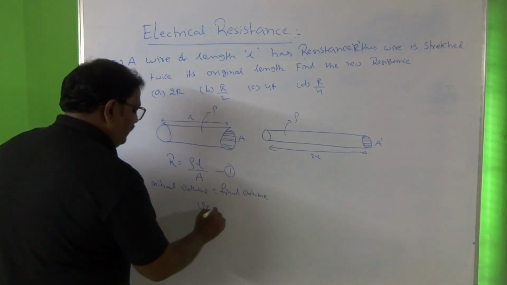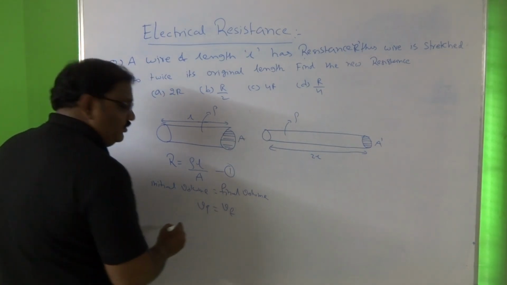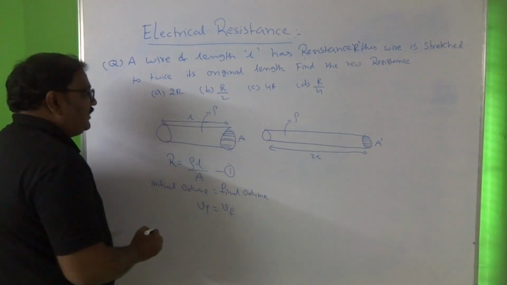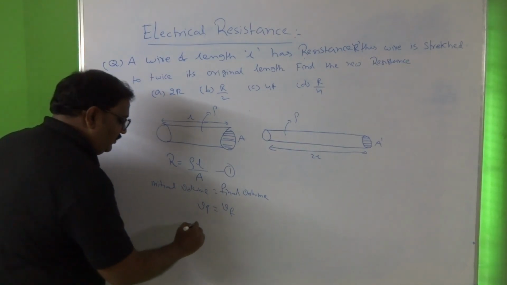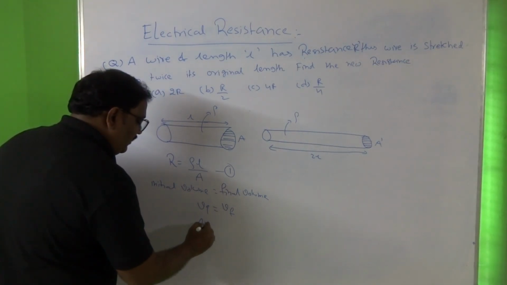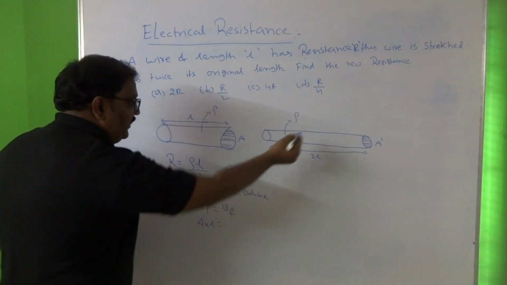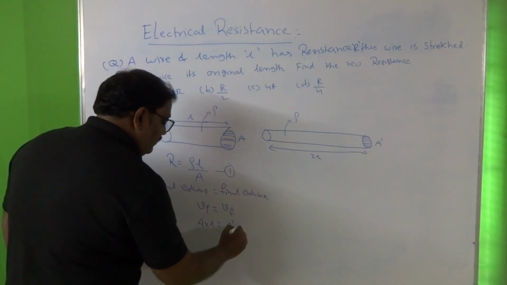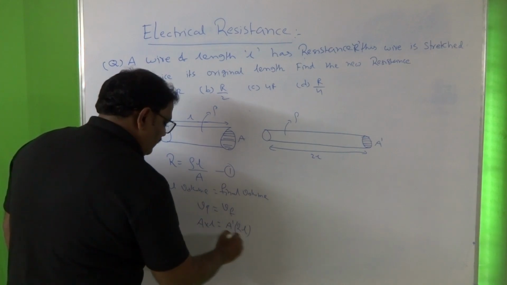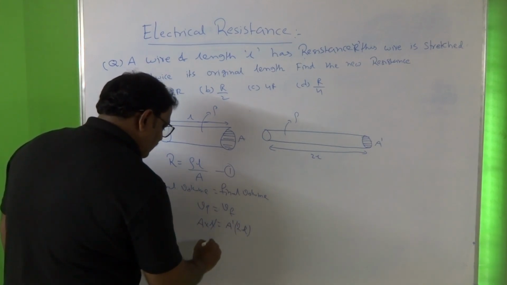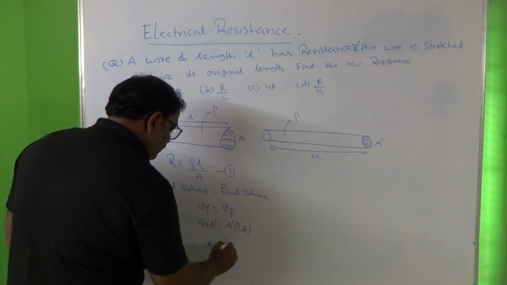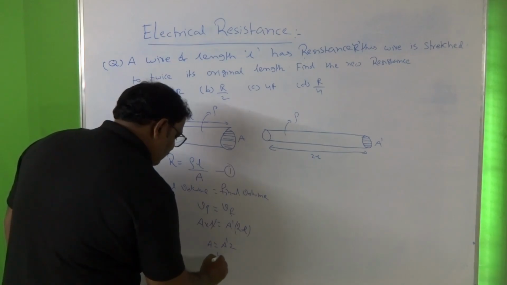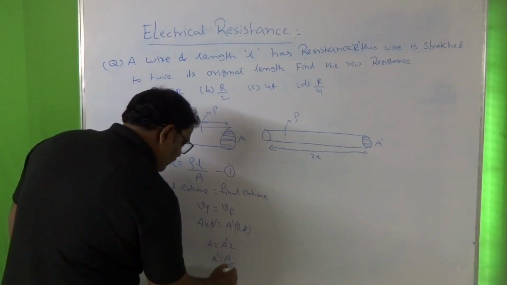Vi equal to Vf. How do you calculate the volume? Volume equal to area into length. So it is the area into L. For the final resistance, the area equals A dash and the length equals 2L. Here L cancels, we get A equal to A dash into 2. From this, A dash equal to A by 2.